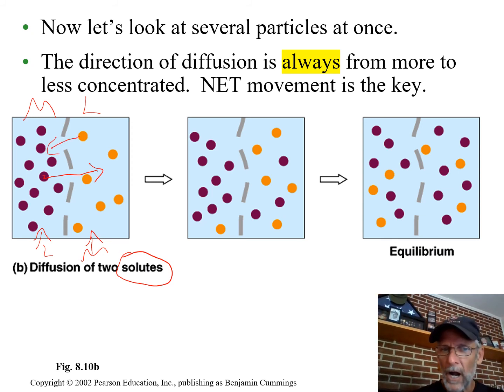And after a little while, this is what it'll look like, right? But we still have a gradient for both of them. We still have a higher concentration of dark ones on the left and a higher concentration of yellow ones on the right. And so they're going to continue to move that way until, again, they're both now going to reach an equilibrium. So far, so good. Point is, every kind of particle has its own gradient. So the direction of diffusion of one might be different than the direction of diffusion of another, and will be.